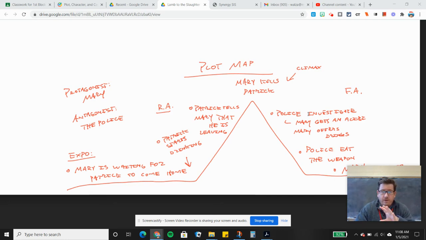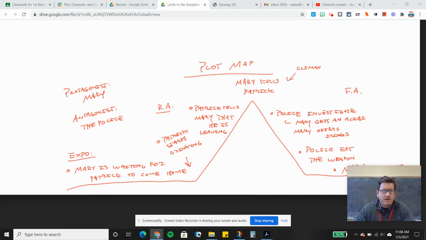So we're going to talk about the story this week, and let's just get the plot out of the way here. So remember, the plot is exposition, rising action, climax, falling action, and resolution. And this story plays pretty straightforward. There's no major example of flashback or anything like that to talk about just yet.